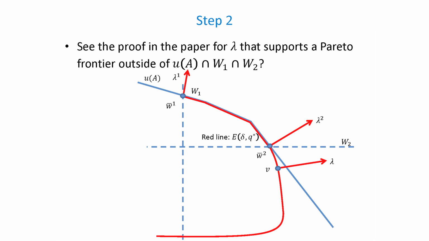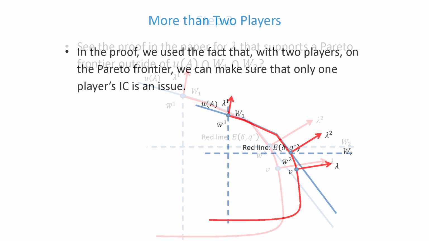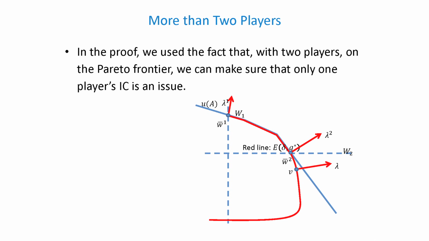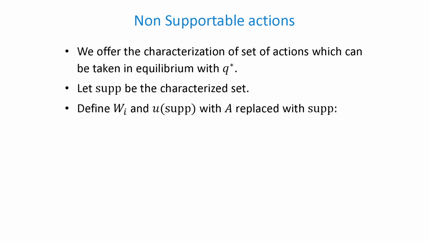And related to Roger's question, if you care about the fact that we always achieve some part of the Pareto frontier of the feasible payoff set, as Alex says, it's not true for all the directions, but you probably want to get some bound that is globally away from the feasible payoff set sometimes. And there are other sufficient conditions such that we have some characterization of the set of actions which can be taken in equilibrium with the omniscient mediator. So let this support denote this characterized set of feasible supportable actions with the omniscient mediator, and we can replace the whole set of actions with this set of supportable actions and do the same exercise.